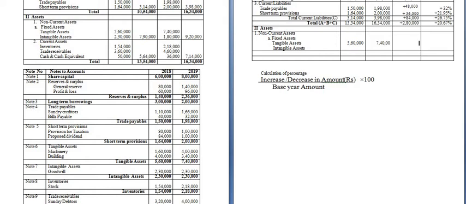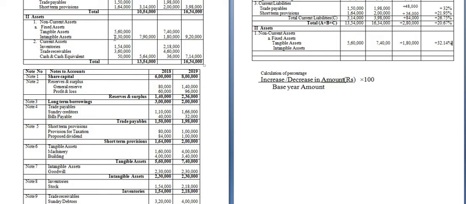It is increase. So write here a plus sign. How much increase? 7,40,000 minus 5,60,000. It is 1,80,000. Find out the percentage. 1,80,000 divided by 5,60,000 into 100 is equal to 32.14 percentage.